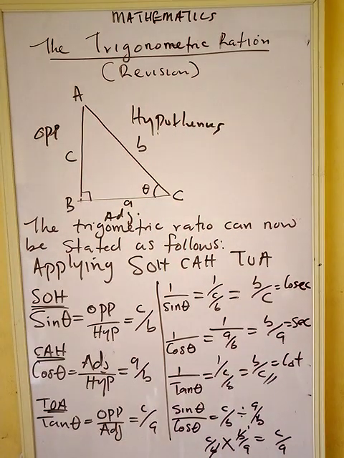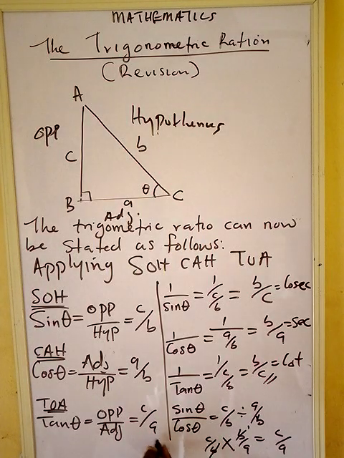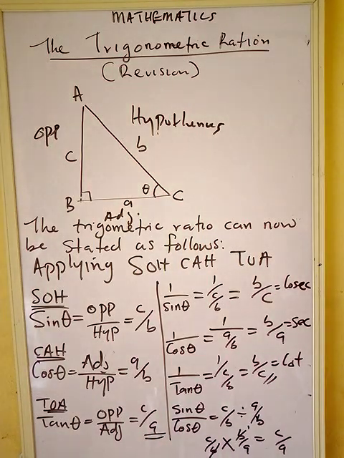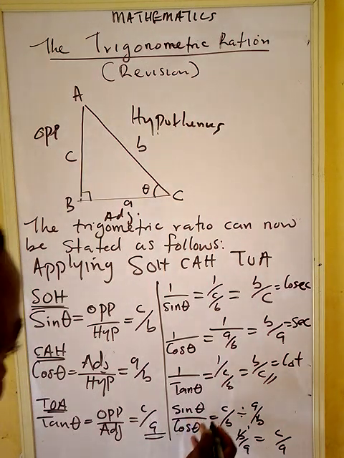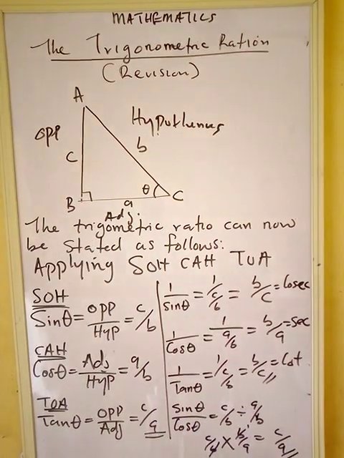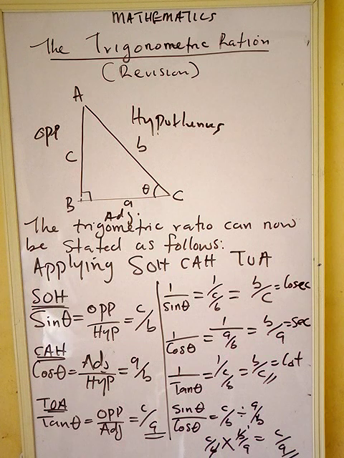So if you look at sin theta divided by cos theta, it is the same thing as tan theta. Look at tan theta here: our tan theta is c over a, while sin theta divided by cos theta is also c over a. So even though you can use the ratio to get your tan theta, you can also use sin theta divided by cos theta to get your tan theta.